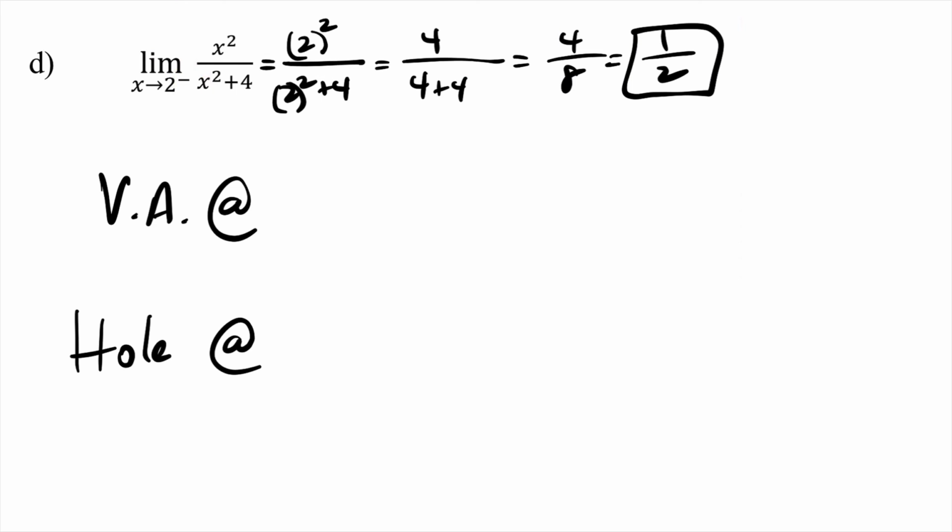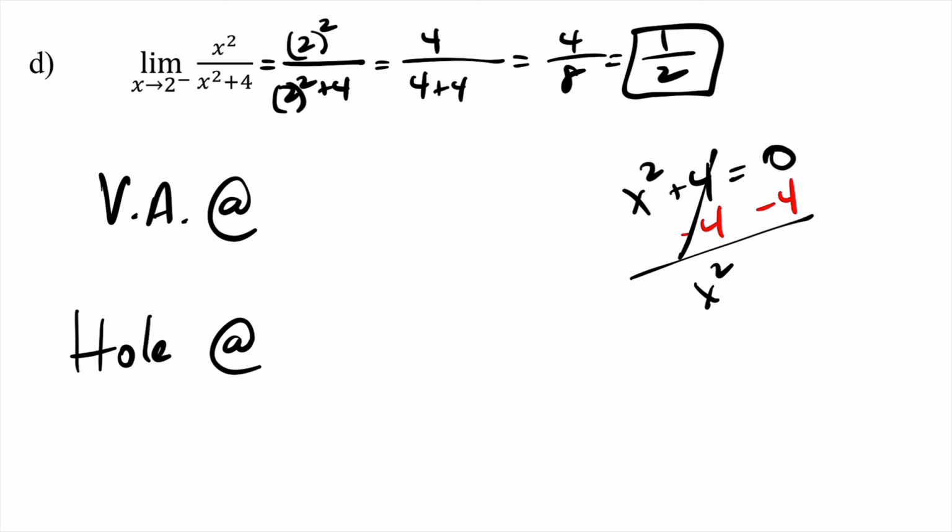Okay, so where are the asymptotes? Is there one? Is there two? Is there none? What's going on here? Why none? Because the bottom can't be 0. If I set the bottom equal to 0 and solve, you would get the square root of -4. When you do that, the number becomes imaginary.